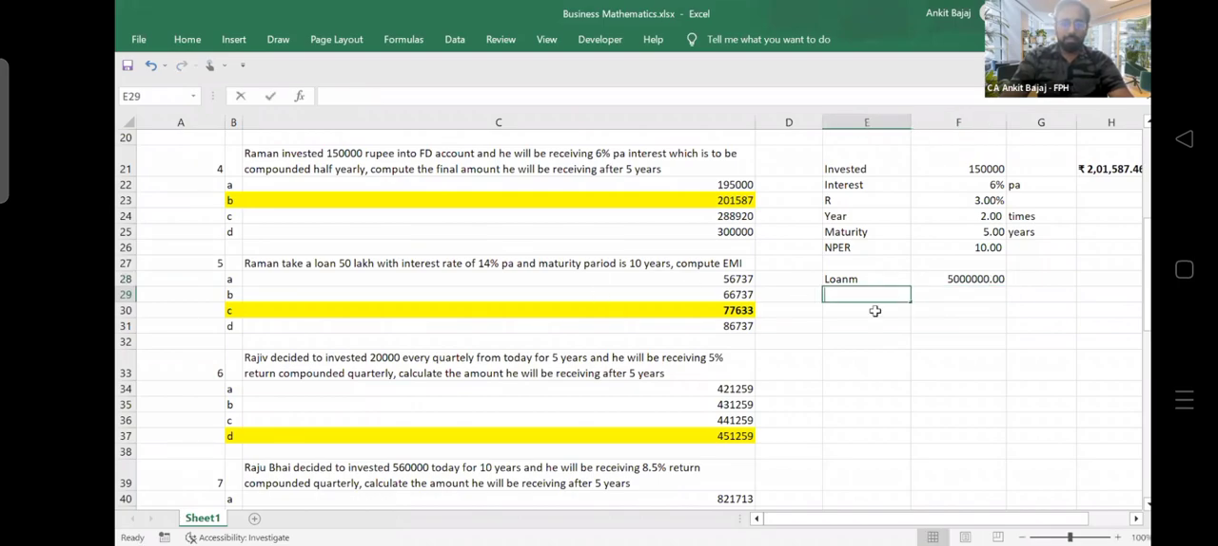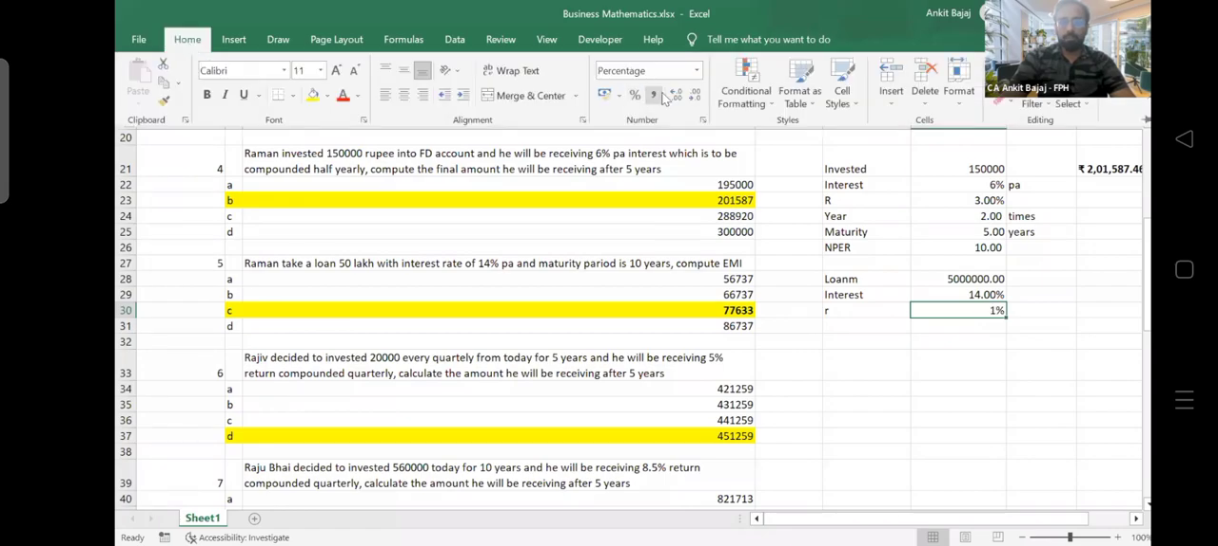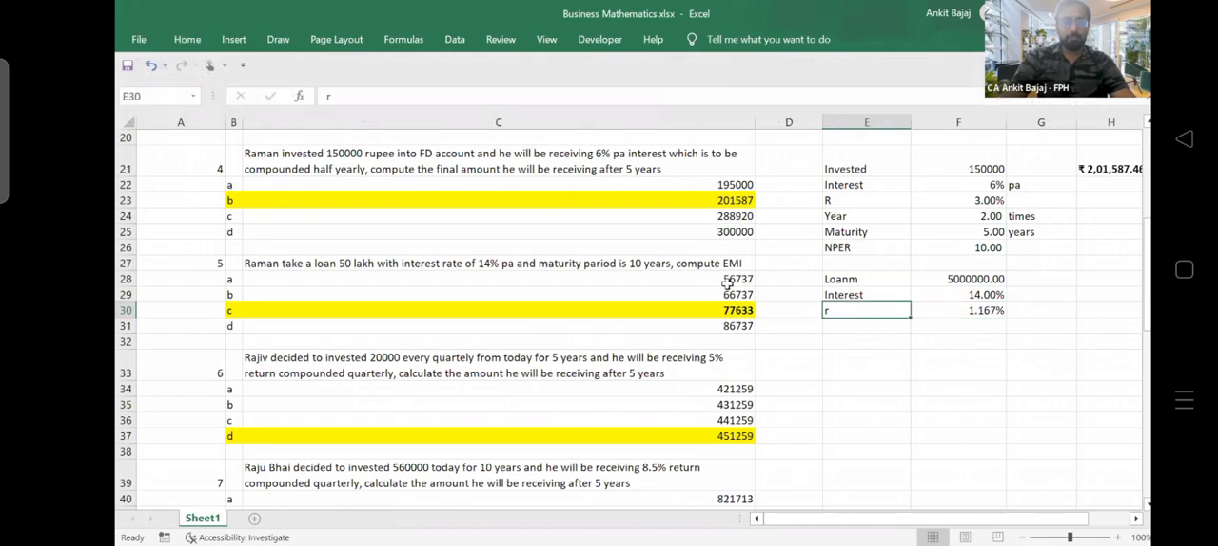Now, interest is given here, interest is 14%. We have to calculate EMI. EMI means equated monthly installment. So what is going to be the monthly interest rate? Monthly interest rate is going to be 14 divided by 12. That's going to be 1.167%. This is the monthly interest rate, right?